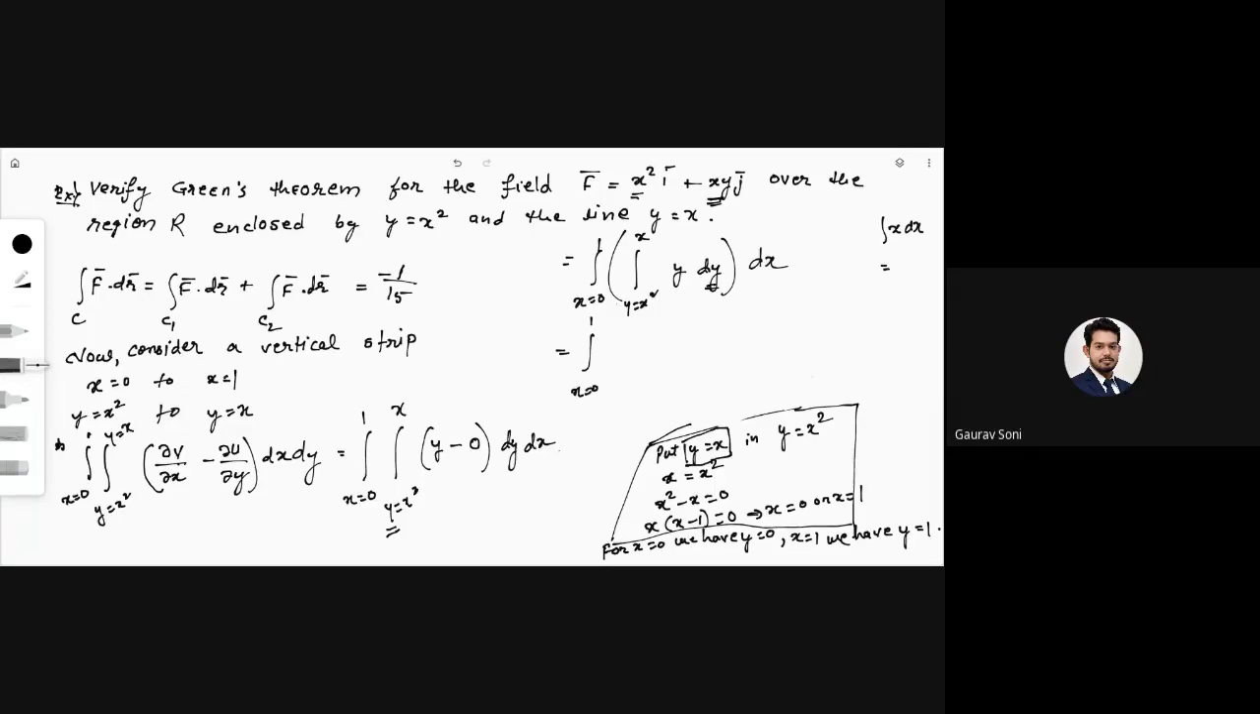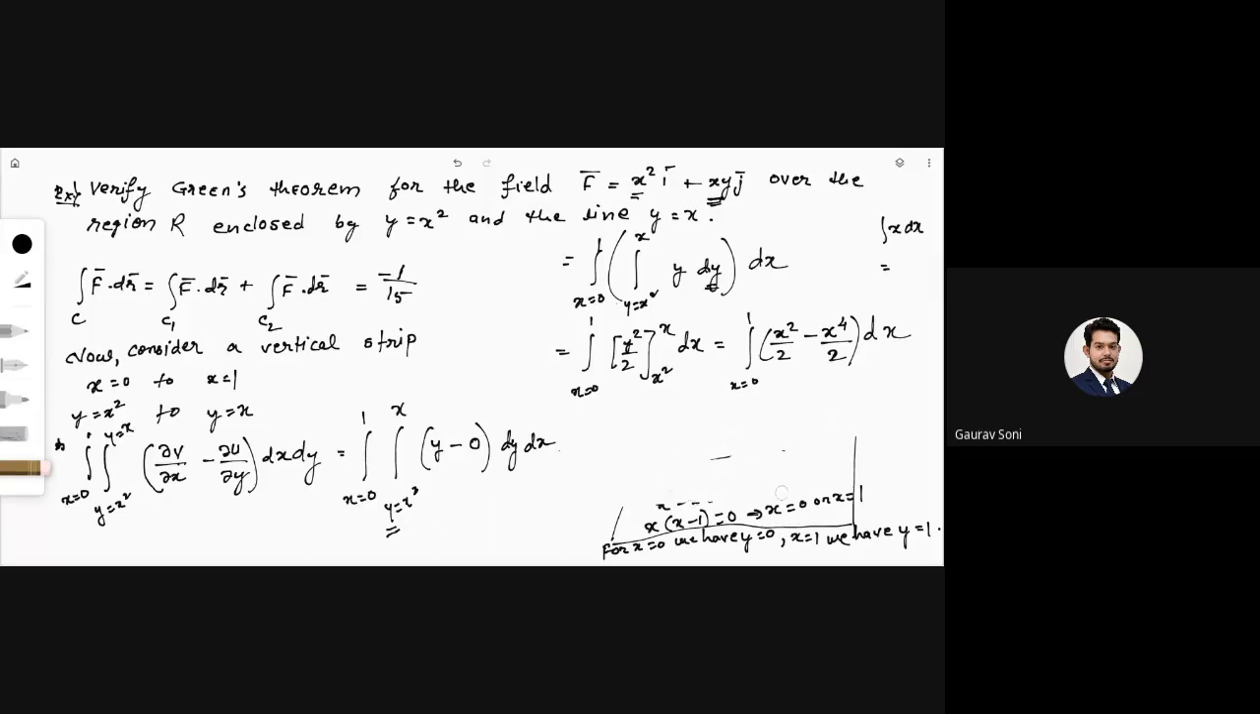तो इंटीग्रेशन ऑफ y क्या होगा? y square by 2. लिमिट्स क्या है? x square to x dx. Now put the limits. When we put the upper limit, we will have x square by 2 minus when we put the lower limit, we will have x raised to 4 upon 2 dx, right? Now do the integration here.